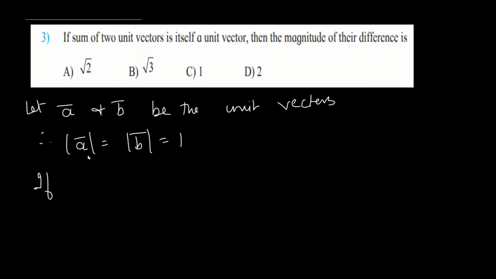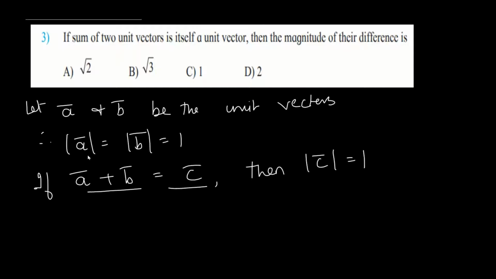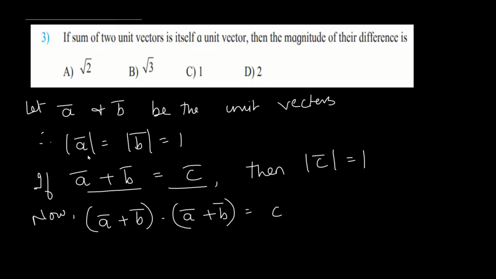So if A plus B is equal to C, then C is also a unit vector. So mod C is equal to 1. So mod A, mod B, mod C all are 1. Now suppose from this equation, A plus B is equal to C, we take A plus B dot A plus B, and we get on the RHS, C dot C.